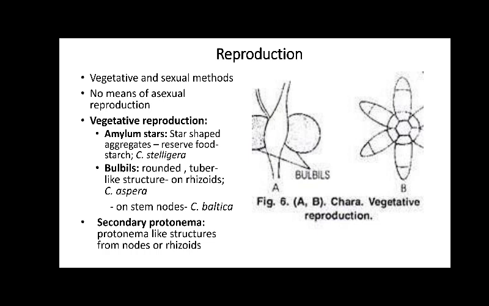The figure is shown. And then there are secondary protonema, which are just creeping protonema-like structures developed from nodes or internodes. So vegetative reproduction is important in Chara, just like in higher plant species. Bulbils, amylum stars and secondary protonema are reported in Chara species.